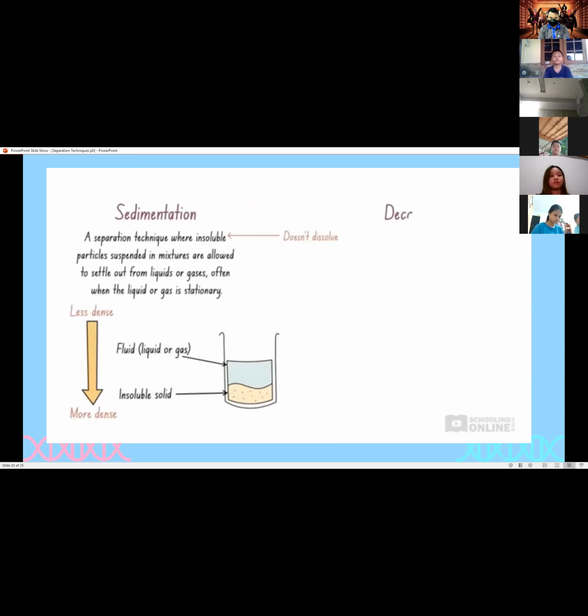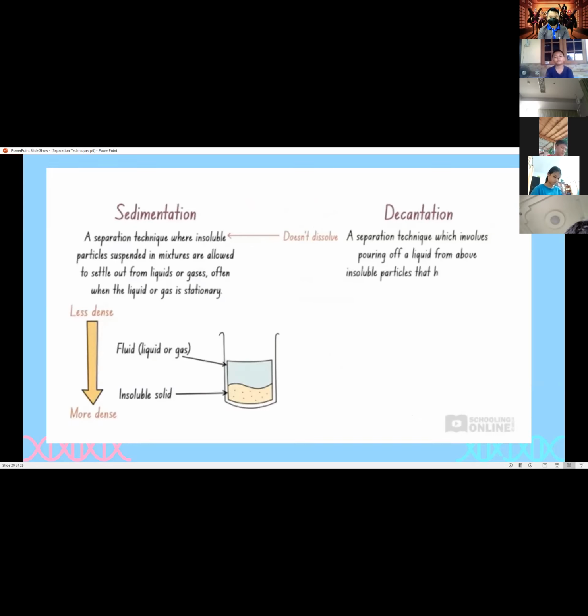When insoluble solids are separated from liquids, sedimentation is usually followed by decantation. Decantation involves pouring off a liquid from above insoluble particles that have settled at the bottom of a mixture. In other words, we can carefully pour out the liquid so that the more dense and insoluble solid remains at the bottom of the container.